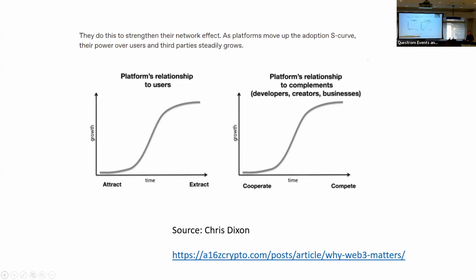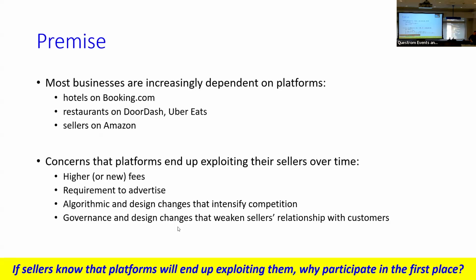So I've attracted enough sellers and now I can basically increase prices and sellers have no choice because everybody's stuck with me. And that can take many forms. So I thought this graph is quite nice. This is kind of what we're interested in. The interesting question here is if sellers, and by this point, I think most businesses understand this dynamic. People are no longer naive to this. We've seen a lot of platforms throughout their life cycle. So if sellers know that platforms will end up exploiting them, why would you participate in the first place?